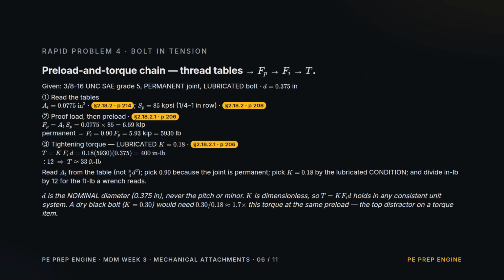Problem 4. A bolt in tension. The gate is the thread. Read the tensile stress area and the proof strength from the tables. Never compute the area from the nominal diameter. Multiply for the proof load. Scale by the reuse fraction. This joint is permanent, so 90%. Then multiply by the coefficient and the nominal diameter for the torque, picking the coefficient by the lubricated condition. Divide inch-pounds by 12 for the foot-pounds a wrench reads. A dry bolt would need nearly double the torque for the same preload.